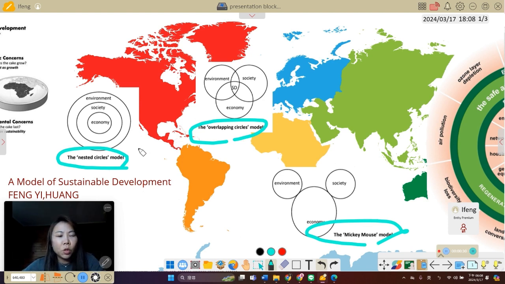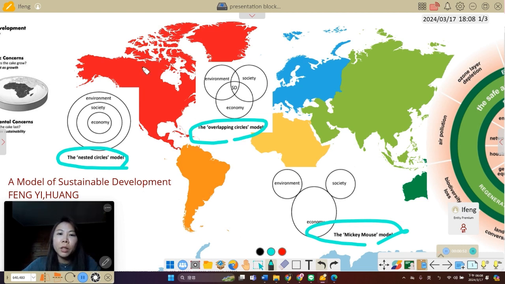The nested circle for me is an ideal one, but I don't think it's the main trend at this moment in the world, because the outer environment is so big and the core is economic, but I don't think most people are concerned so much about the environment. So I don't think it's going to work out.